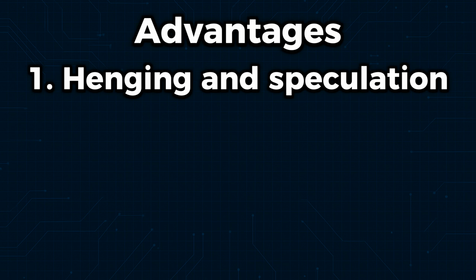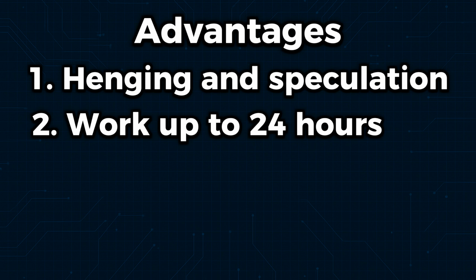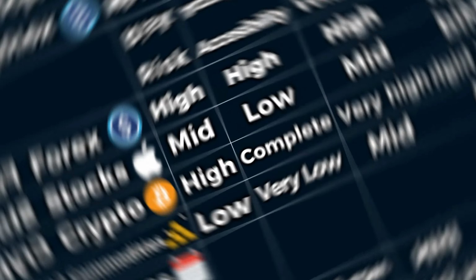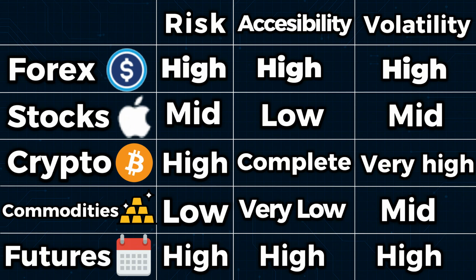For example, an investor can profit from price movements in oil, gold, or stock indices without owning the physical asset. Also, futures usually work close to 24 hours, and for major indices, they follow pre-market, which helps active traders to follow news and open a position before the cash market opens.